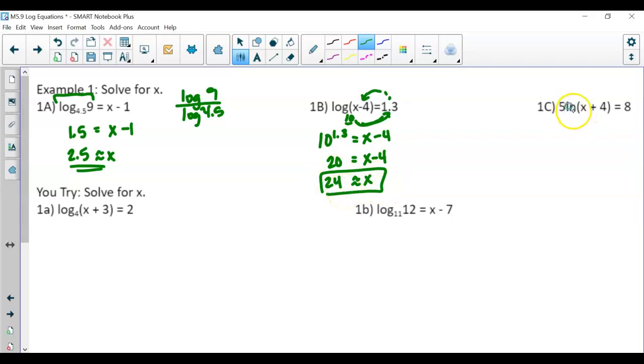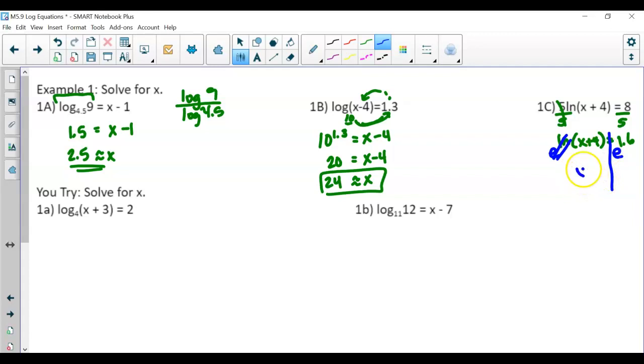Now notice here we do have a log. It's just a natural log, but it's being multiplied by 5. So we've got to get it by itself. So what are we going to do? Divide both sides by 5, right? So now here we've got the natural log of x plus 4 is equal to 1.6. Now, we've got a natural log here. So same as before, what is the inverse of our natural log or ln? e. So what we do to one side, we do to the other side here. So now canceling out, bring down x plus 4. Oops, not x plus 14. Sorry about that.